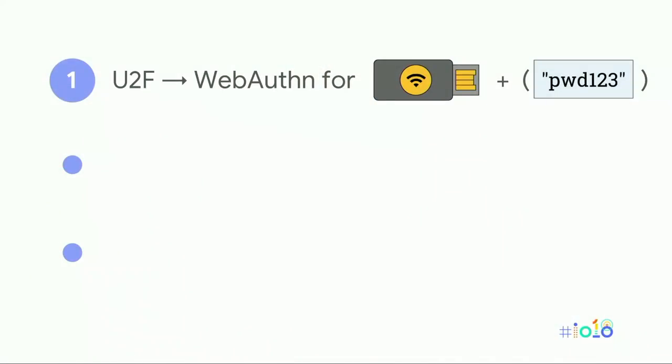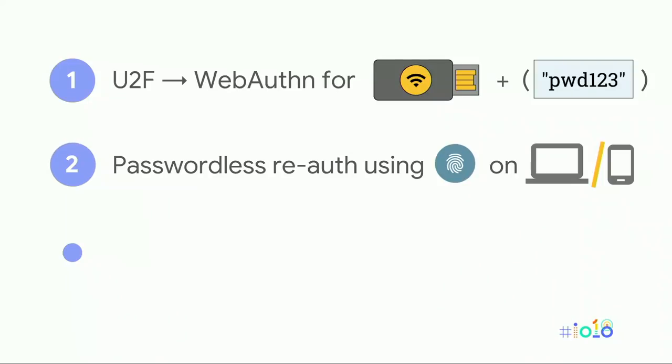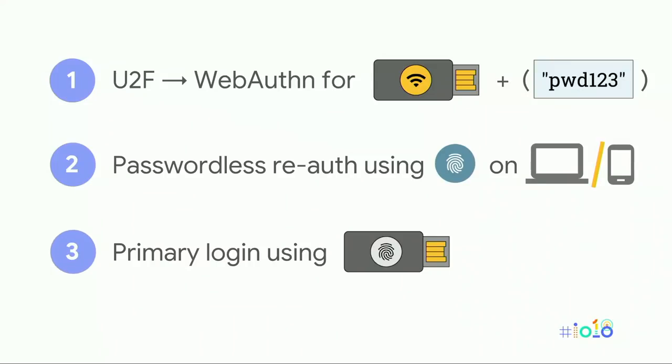First, you can use it as a drop-in replacement for the U2F API for second-factor authentication. Then, with minimal changes, you can implement passwordless reauthentication before sensitive operations, such as making a purchase. For instance, this can be done using the fingerprint reader built into a phone or a mobile device. And finally, once your users warm up to the idea of signing in using a fingerprint or a hardware token, you might even consider making it their primary login mechanism.